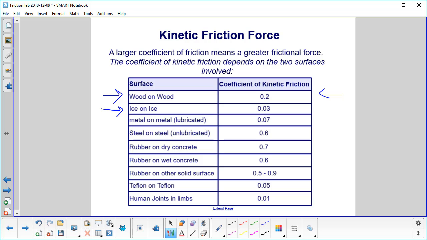And what's really cool is one of the lowest values, at least for this table, are the human joints and limbs, which is why they last so long. Even better than Teflon on Teflon. So the higher the value of the coefficient of friction, the higher friction there is between the surfaces. And notice it even depends on what's going on with the surface. So rubber on dry concrete has a higher coefficient of friction than rubber on wet concrete.